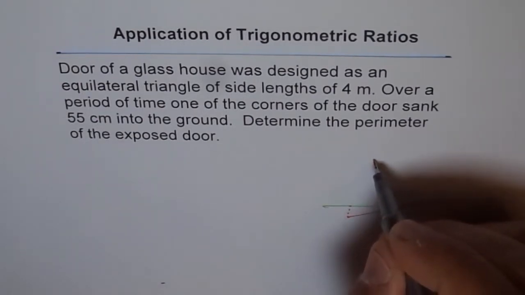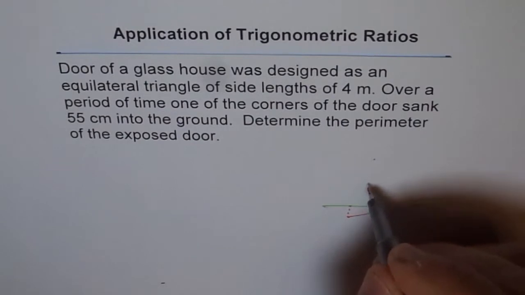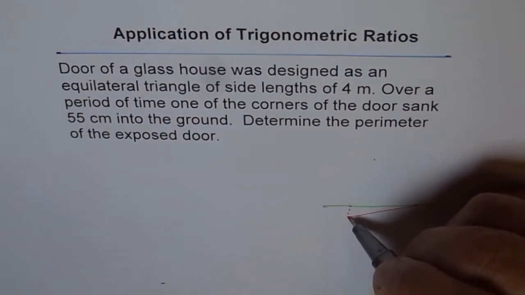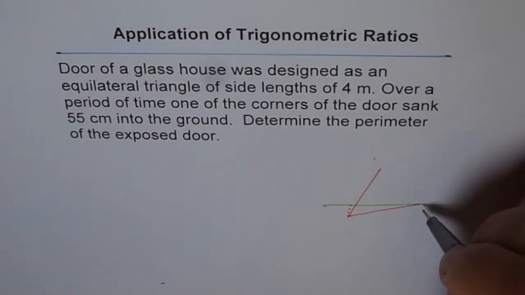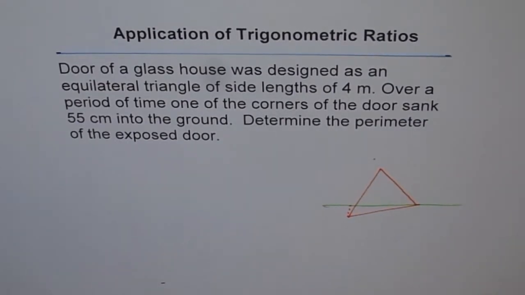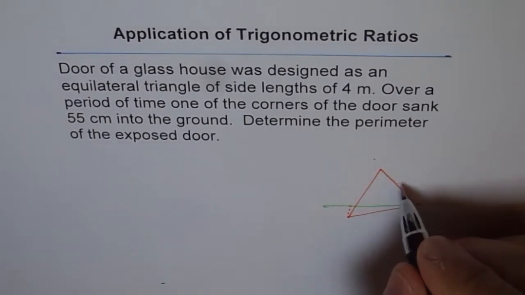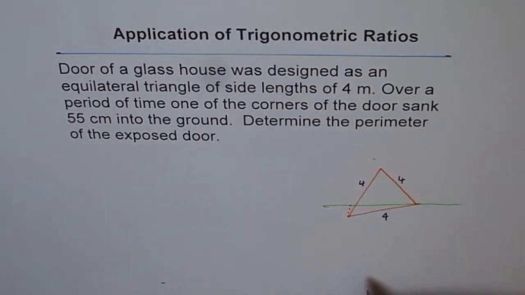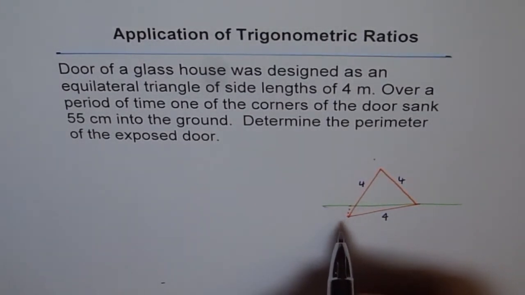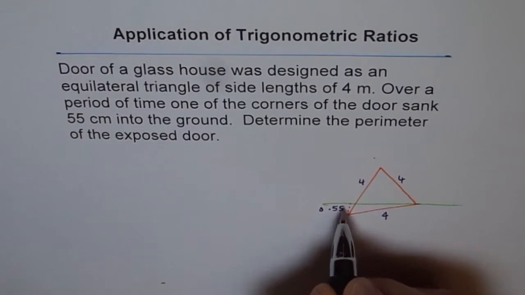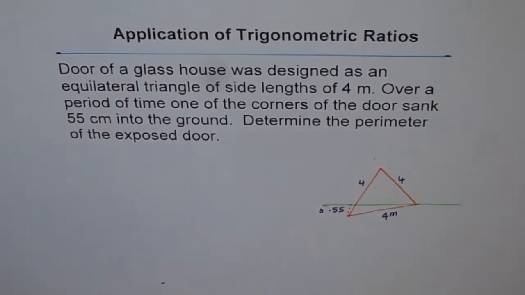So now our equilateral triangle will be tilted. Let me draw this tilted triangle in this fashion. Let's say that's one side, and let me just join this with this and that. That is how we get our equilateral triangle. All these sides are 4, and this length is also 4. Now the sinking is 55 centimeters, so let me call this 0.55. All the units are in meters. That is how the triangle looks.